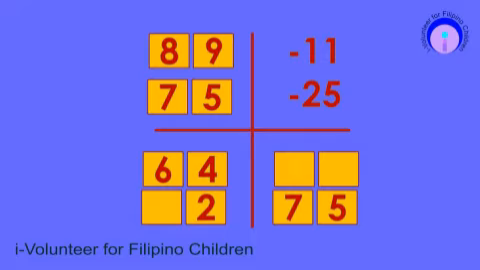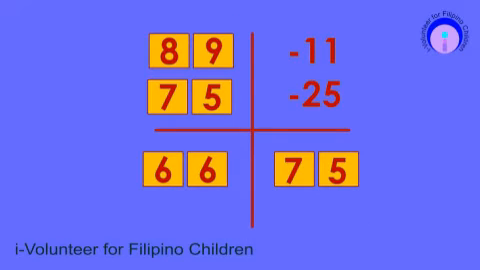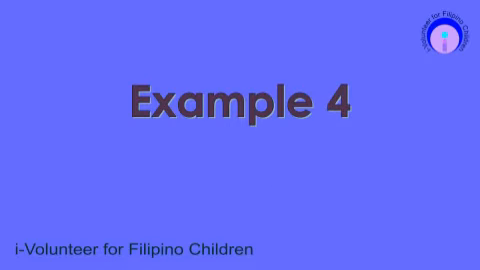The first 2 digits is 64 plus 2, which is equal to 66, and then affix 75. The product is 6,675. Let's have another example.